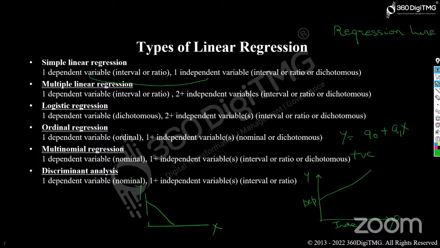If the dependent variable decreases on the y-axis and independent variable increases on the x-axis, this is called your negative linear relation. The formula for negative will also be the same, but with a minus.